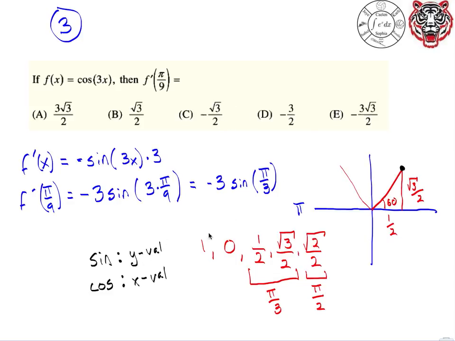The y value. So negative root 3 over 2. So this is negative 3. I'm copying down the negative 3 times square root of 3 over 2. Perfect.